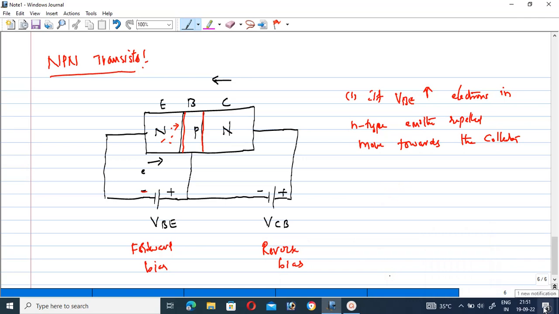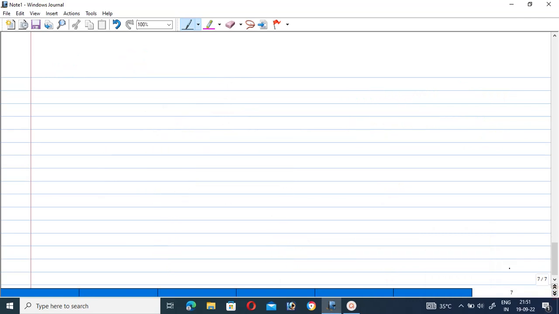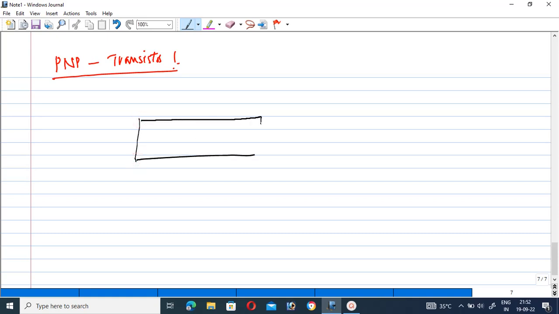So this is nothing but an NPN transistor. Now if you want to analyze the PNP transistor, that is also done in a very similar way. So let us see just a block diagram for the PNP transistor. I don't want to analyze the characteristics of the transistor, I will just give the block diagram analysis for NPN and PNP transistor. Okay, so let us see, this is a PNP transistor.